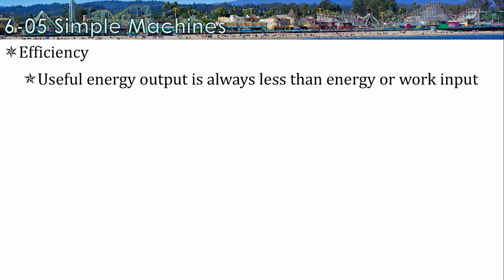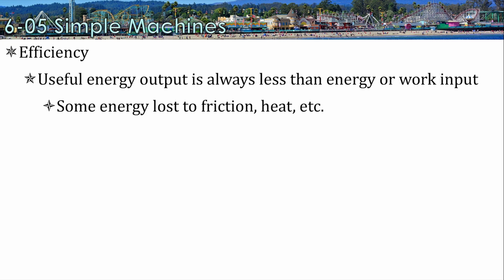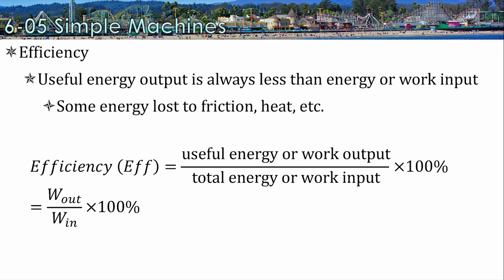Efficiency. The useful energy output is always less than the energy or work input. Why? Because some energy is lost to friction and heat, etc. So our efficiency is the useful energy or work output over the total energy or work input times 100%, to make it a percent. Or work out over work in times 100%.